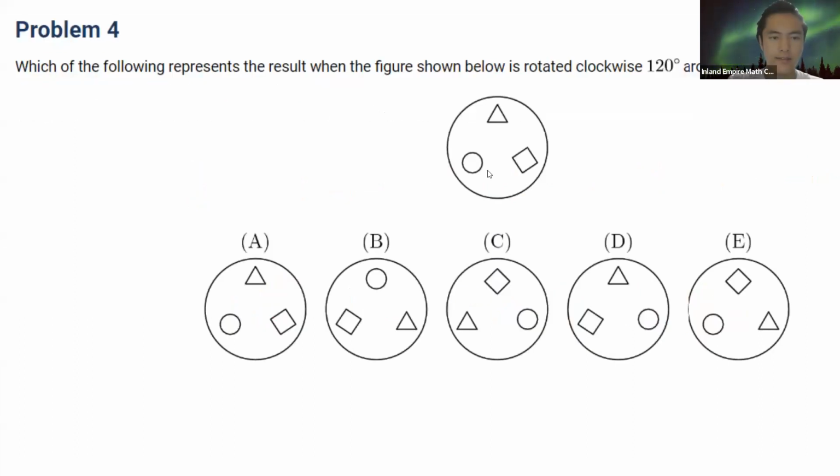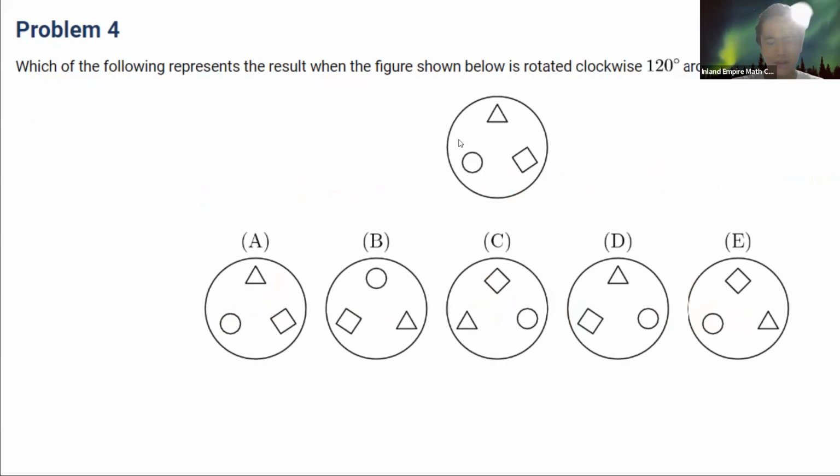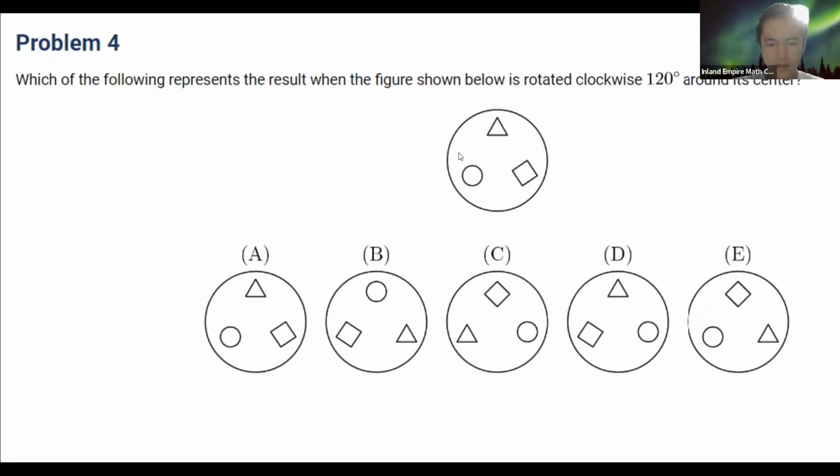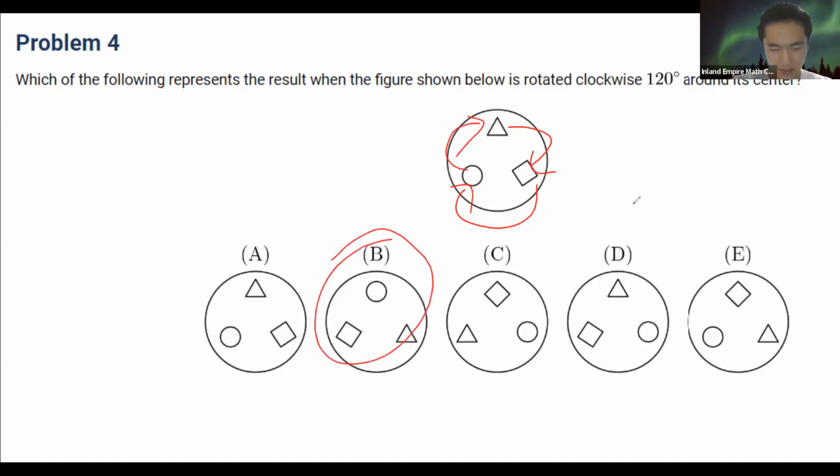Problem 4: which of the following represents the result when the figure shown below is rotated clockwise 120 degrees around its center? A, B, C, D, or E? Let us vote. Ricky says B. Esther says B. Bella says B. Okay, I think we all pretty much agree that it's B. And that makes sense, right? Because 120 degrees is 1/3 of a full rotation, meaning that the triangle would replace the square, the square will replace the circle, and the circle will replace the triangle, which is exactly what happened here.